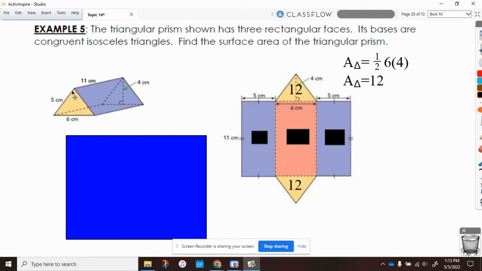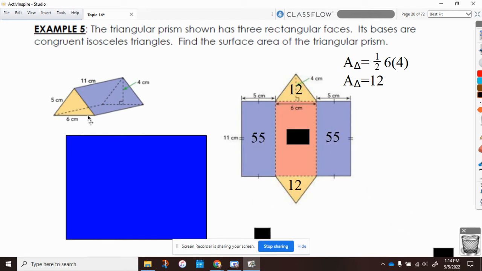Both of them are 5 centimeters wide, based on the slant height right here, and 11 centimeters long. Okay, and that's based on how far apart these two triangles are from each other. They're 11 centimeters going down the whole length of the prism right there. So each of those purple ones is going to be 55 because it's 11 times 5.